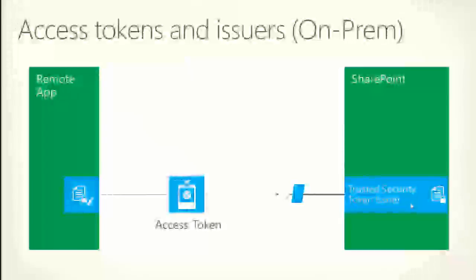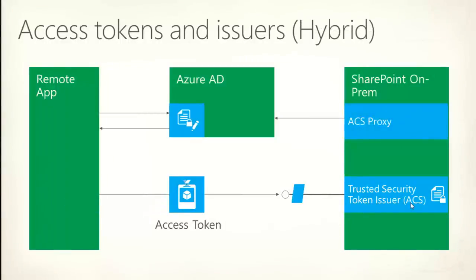All right, so we saw what apps look like on-prem. There's a cert inside of the remote app. That cert is trusted by SharePoint, so the app can create its own access token and call SharePoint. This is what we call a hybrid SharePoint deployment.